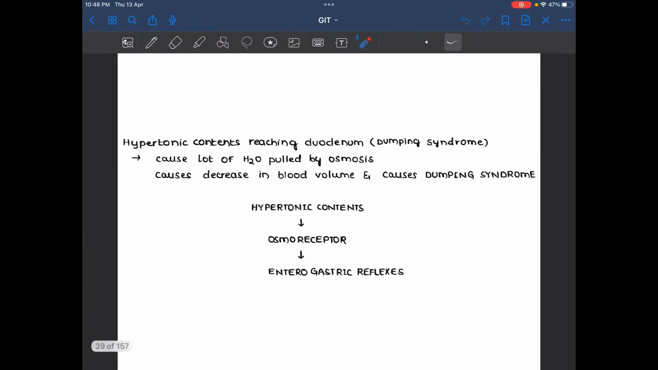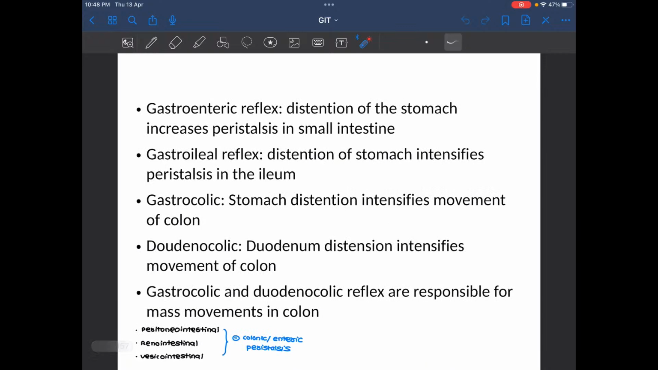Right. So next we're going to discuss, we have already talked about the gastroenteric, we have talked about the gastroileal reflex, we've talked about the gastrocolic, we've talked about the duodenocolic reflexes. Then the other ones, we have something known as the peritoneointestinal or your renointestinal or your vesicointestinal.